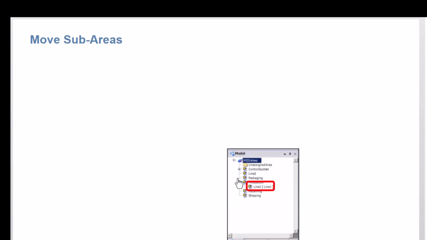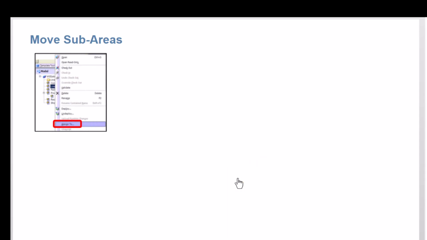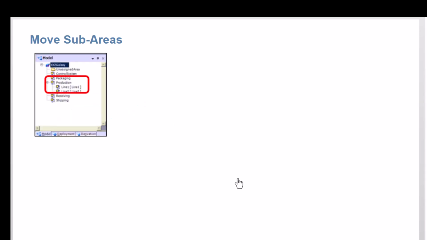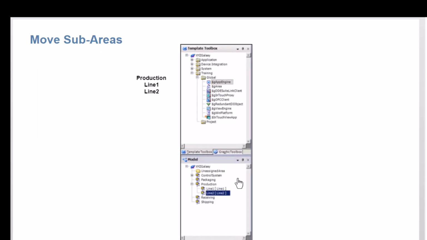Now, using the right-click method, let's move Line 2 under production. From the right-click shortcut menu, we select Assign To. The Assign To window appears. From the drop-down list, we select Production and click Assign. Line 2 is now assigned to the production instance. The model view now shows the logical layout of the plant. Let's look at the full Archestra IDE viewing bar, the template toolbox, and the model view.